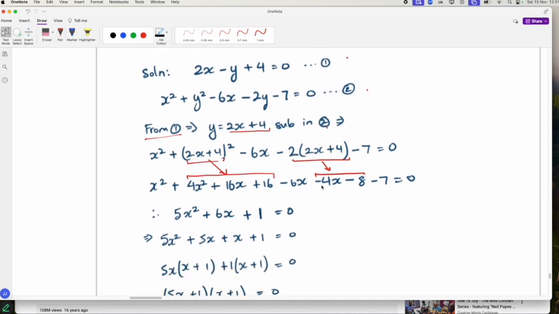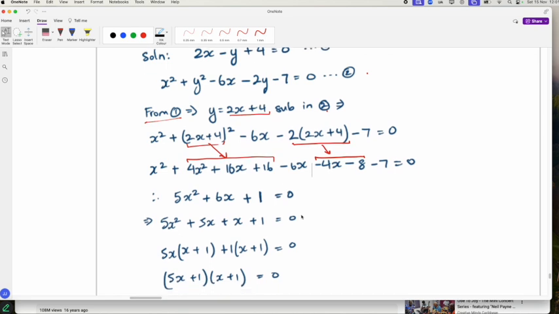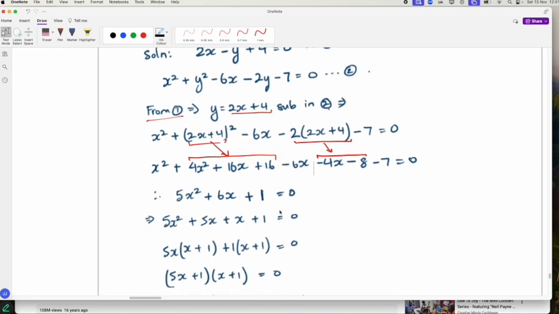Of course, when I boil down the baji, I will just get 5x squared plus 6x plus 1 is equal to 0. And of course, remember when a is not 1, you have to multiply these two numbers there. And you want to ask yourself, what two numbers, when I multiply them, I will get 5, 5 times 1 is 5, but when I add them, I will get 6. And of course, the only answer there is 5 and 1.